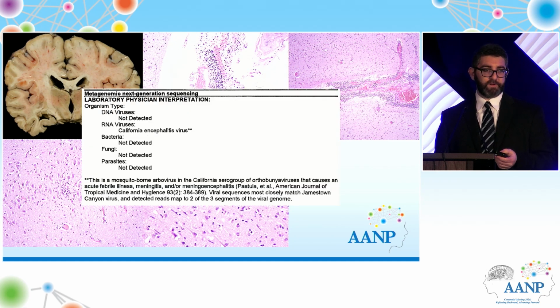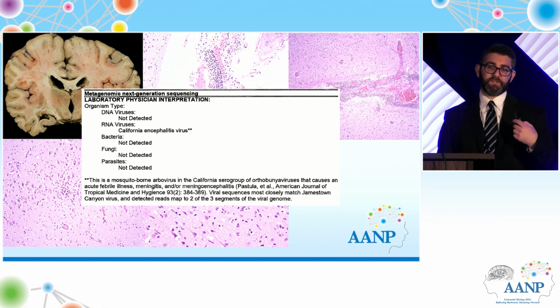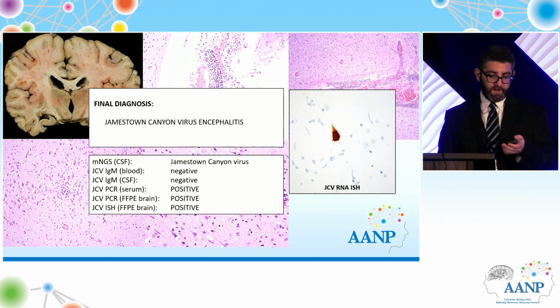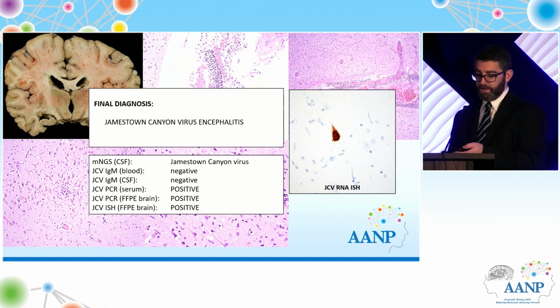Our former fellow, Shannon Coy, actually presented this a few years ago at the DSS, and this turned out to be a case of Jamestown Canyon encephalitis that was diagnosed by CSF metagenomics done by UCSF. And then we did a few other tests to try to confirm that because there had been no autopsies reported with this virus ever, and no fatal cases ever before this one that we were aware of. So we were a little skeptical.